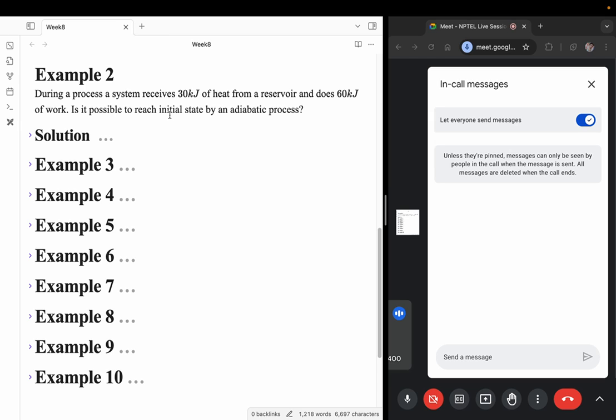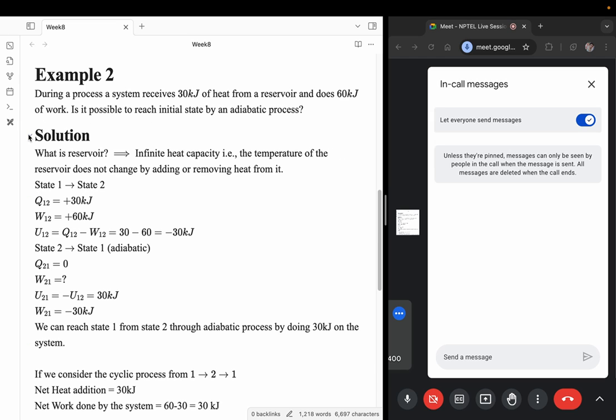So what do we do? We apply the first law of thermodynamics to see whether the energy balance holds. But even before that, what do you mean by a reservoir? A reservoir is anything that has an infinite heat capacity, which means that by taking heat from or adding heat to the reservoir, you are not changing its temperature.